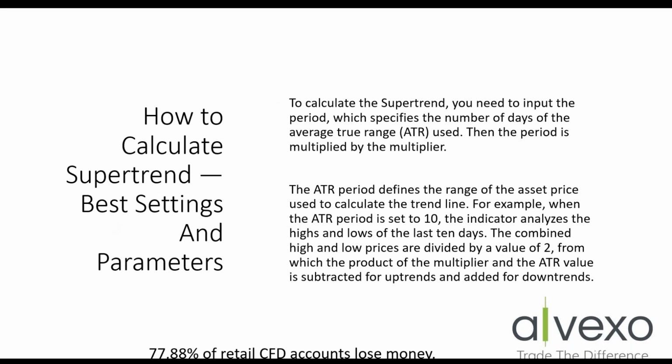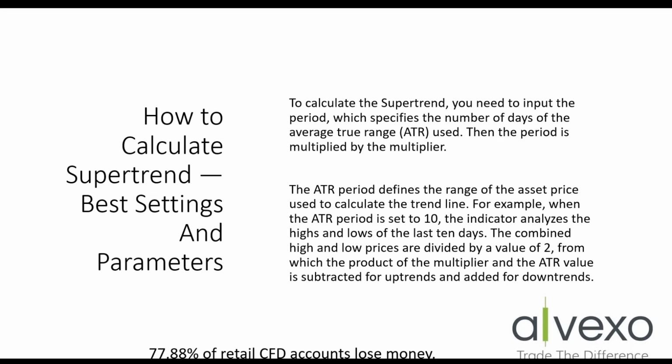Now, to calculate the super trend, you need to input the period, which specifies the number of days for the ATR, the number of periods. And in this case, we used a 10 period ATR. When the period is multiplied by the multiplier, then the ATR period defines the range of the asset's price used to calculate the trend line. For example, when the ATR is set at 10, the indicator analyzes the highs and lows for the last 10 days. And then combined, the high and low price are divided by the value of two.